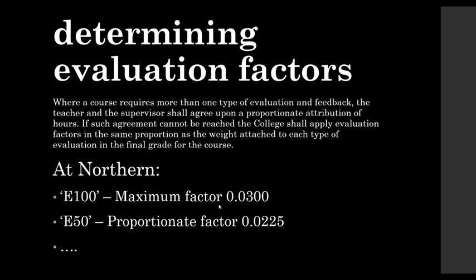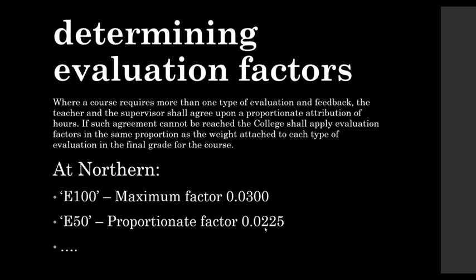So E100 means full maximum evaluation factor applied to this course, and no questions asked. So 0.03 will be multiplied by the number of students, by the number of contact hours, and that will be your evaluation factor. An E50, which seems like it's halfway between, half of E100, doesn't correspond exactly to the middle evaluation factor as specified in the collective agreement.